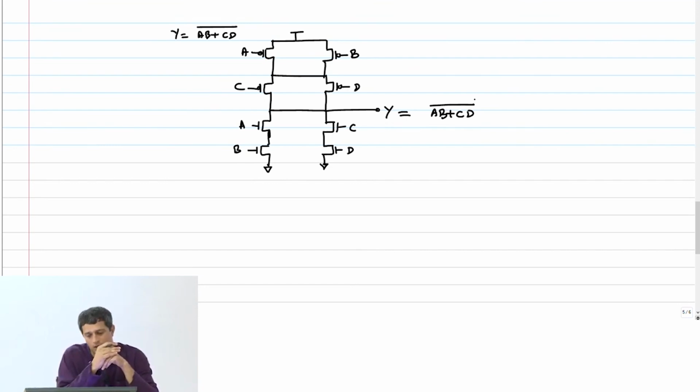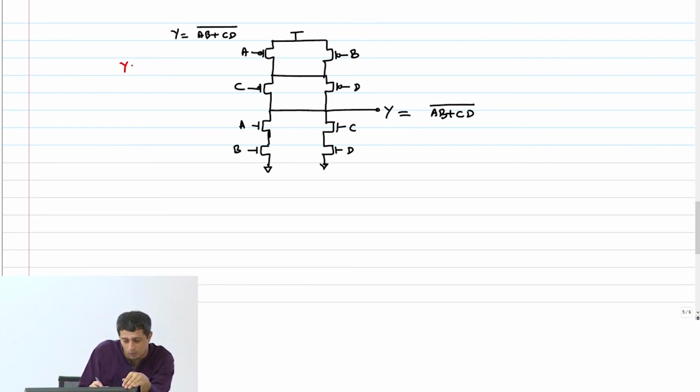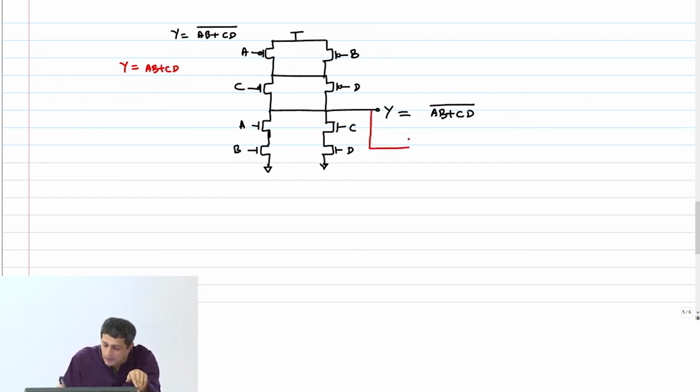Okay. Now what if I asked you to implement Y equal to AB plus CD? Then you have to invert it, implement this AB plus CD whole bar, and then add an inverter on the path, which of course is just one PMOS, NMOS transistor, and you get it.